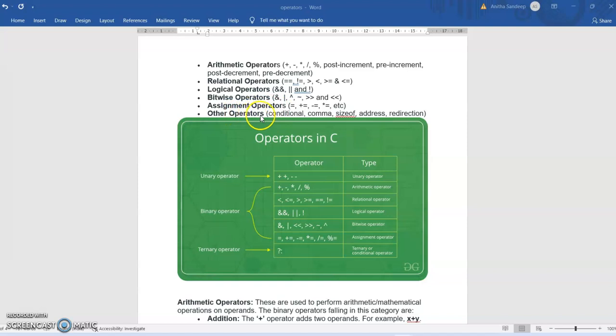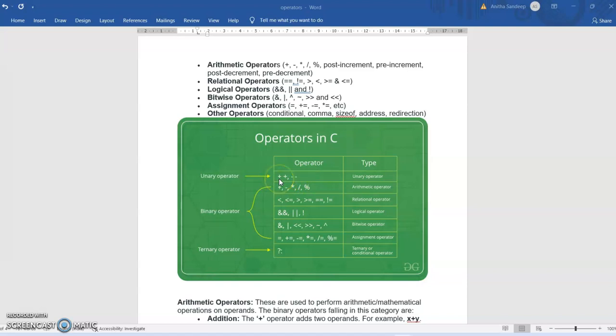The last category is the other operators or special operators, which includes conditional operator, comma operator, sizeof operator, address operator, and redirection operators. And again, these operators are classified as unary operator, binary operator, and ternary operator based on the number of operands required. Operands are nothing but the data on which the operator works. So unary refers to operators that require only one operand.